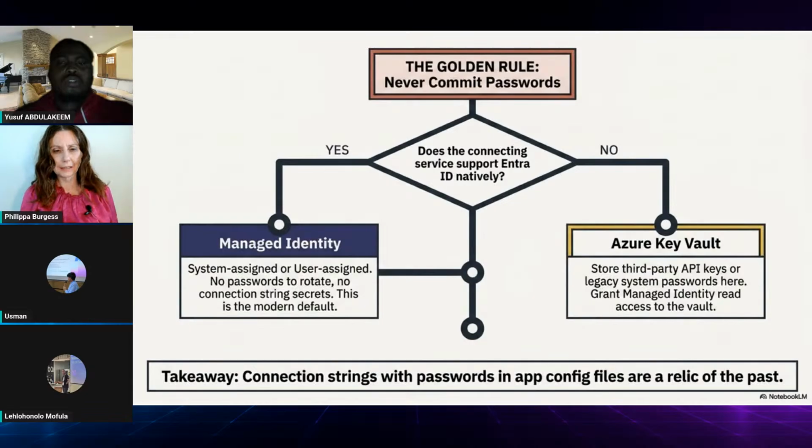So the golden rule is never commit your password. That is your managed identity. Yes. So system assigned or user assigned. So no password to rotate, no connection string secrets. So this is the modern default. So does the connecting service support Entra ID natively? No. And if it is yes, why is it no? Your Azure Key Vault is where you store your third-party API keys or legacy system passwords, and it grants managed identity read access to the vault. So the takeaway from here is that connection strings with passwords in app config files are a relic of the past. Next slide.